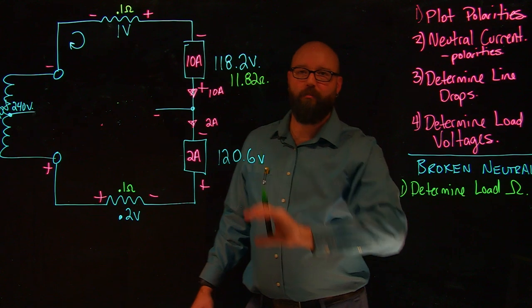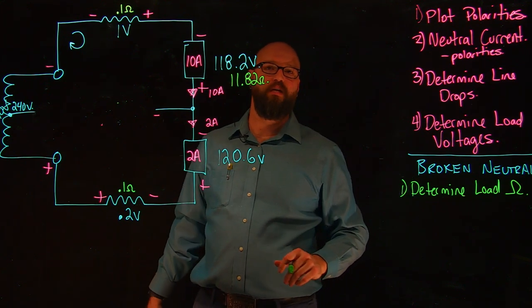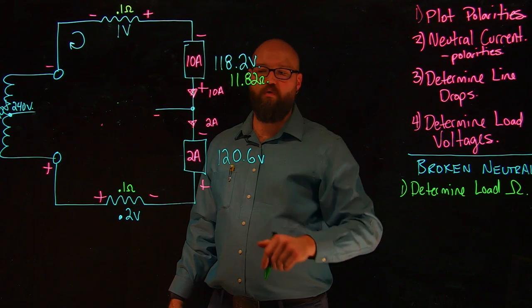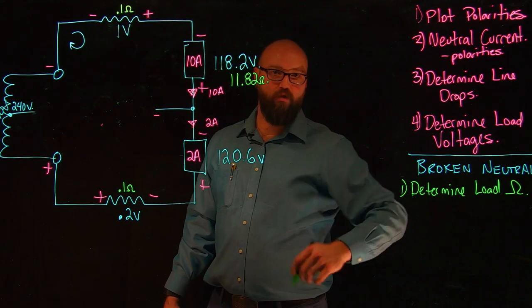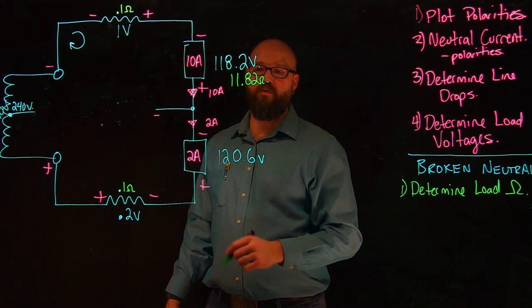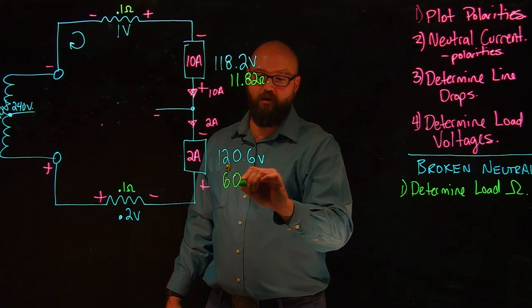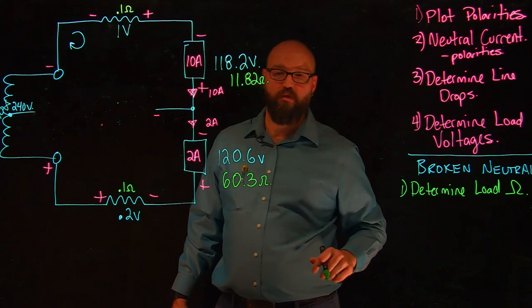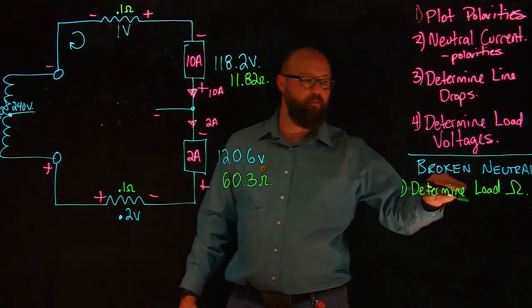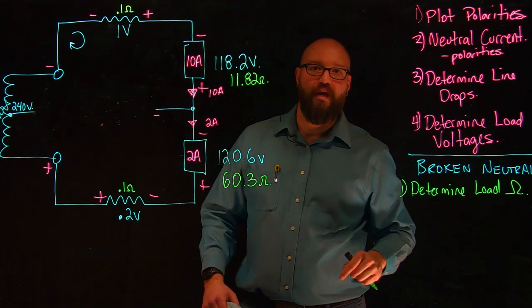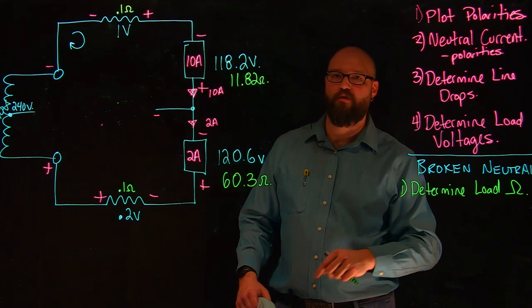Okay, down here I can apply the same thing. I know that when my neutral was connected, my load was drawing 2 amps at 120.6 volts, which means if we apply again Ohm's law, we have our 120.6 divided by 2, we should see a value of resistance here around 60.3 ohms. Okay, and these numbers are important when we step into our broken neutral because everything in this circuit disappears except for physical values of resistance.